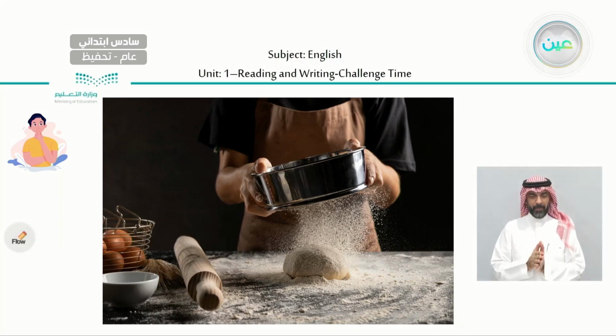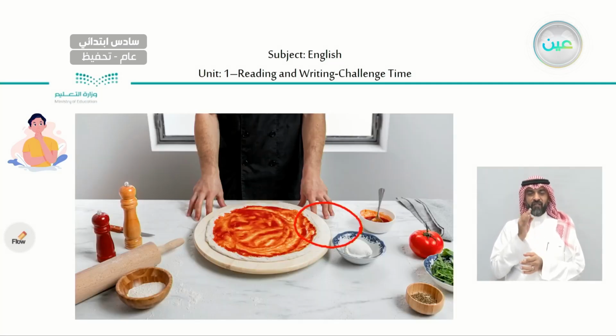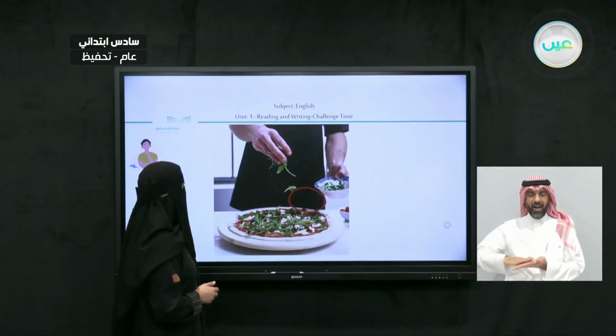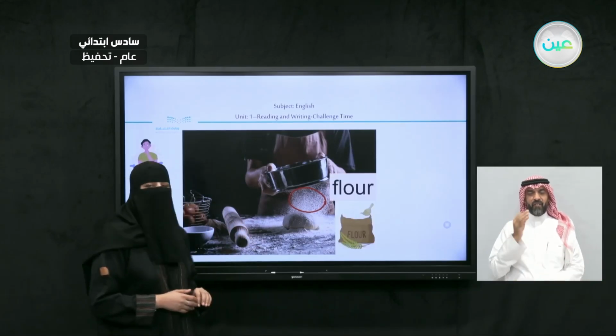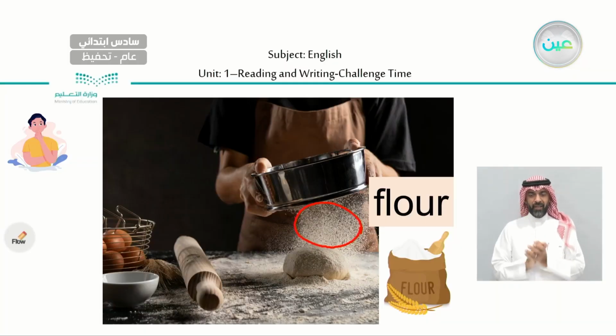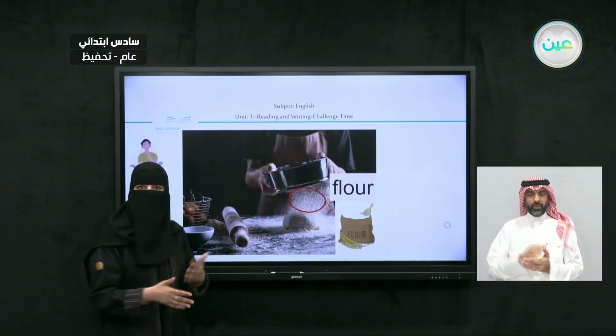Okay. Look at the white thing here. What is it? Okay. We call it flour. Okay, look. Here we have. Okay. So what do you think this man is? What is his job? Yes, maybe he is a cook. Very good, excellent. Or a man just doing something here.